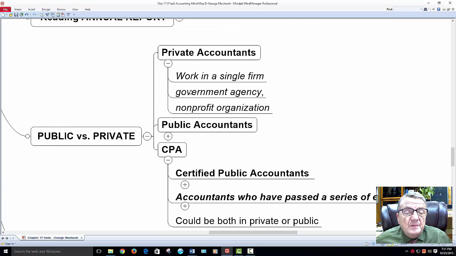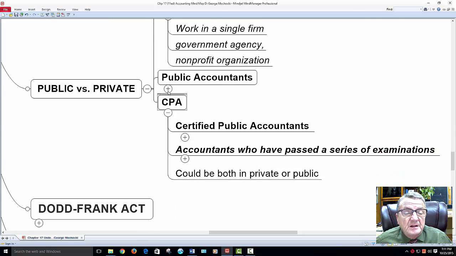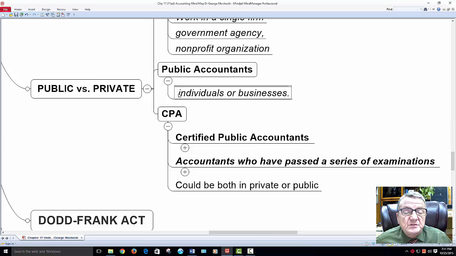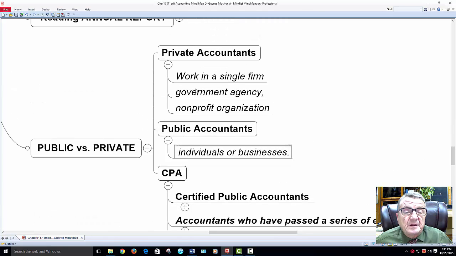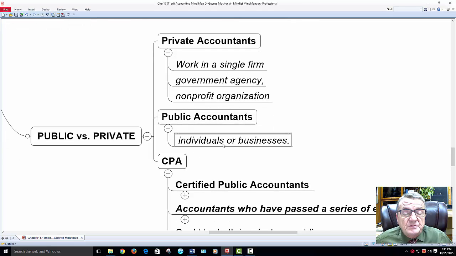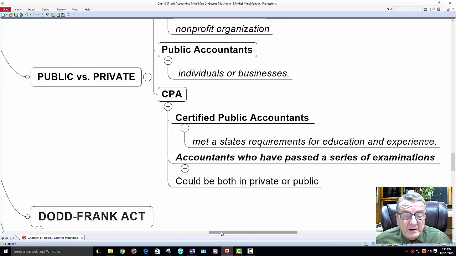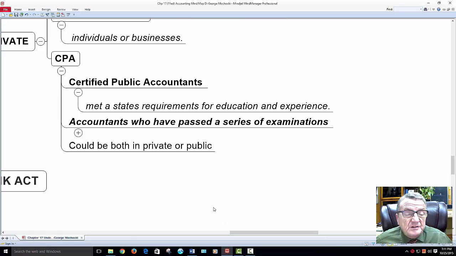Okay, public versus private. Private accountants work in a single firm, government agency, or nonprofit organization. We'll talk a little bit later on that. Public accountants work for individuals or businesses. Private, they work in a single firm. Public, individuals or businesses. I'm out there for whoever is able to pay my fees. Okay? Now, CPA, Certified Public Accountant, meets the state's requirements for education and experience.